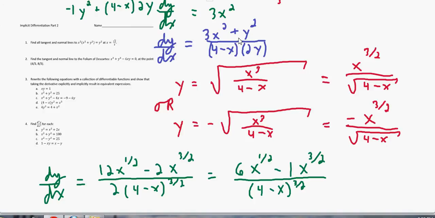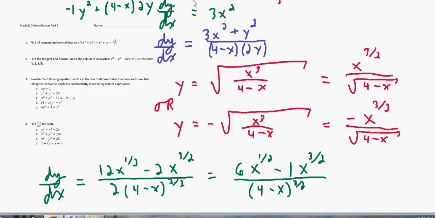I'm going to do it on the next page. So we have 3x squared plus y squared. Let me write this. 3x squared plus y squared over 4 minus x times 2y.